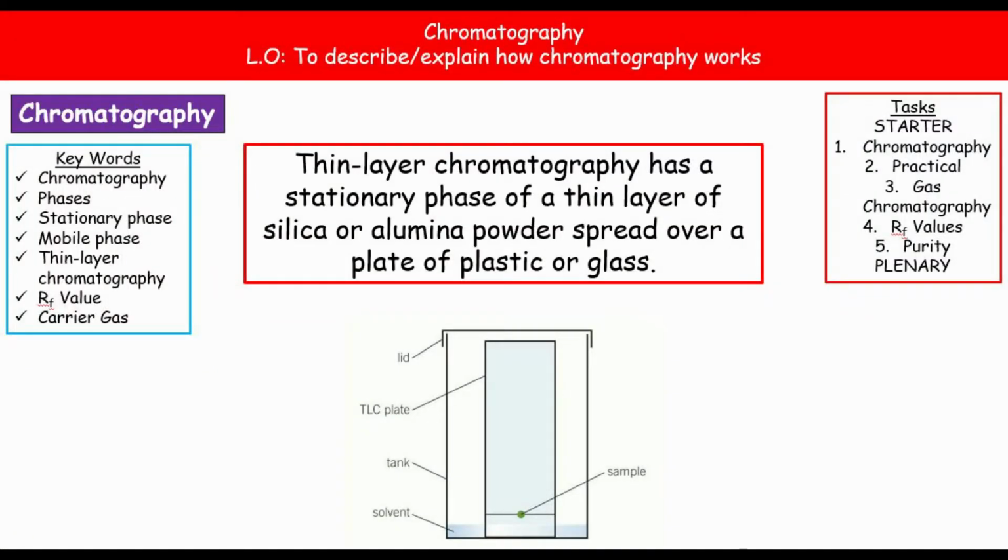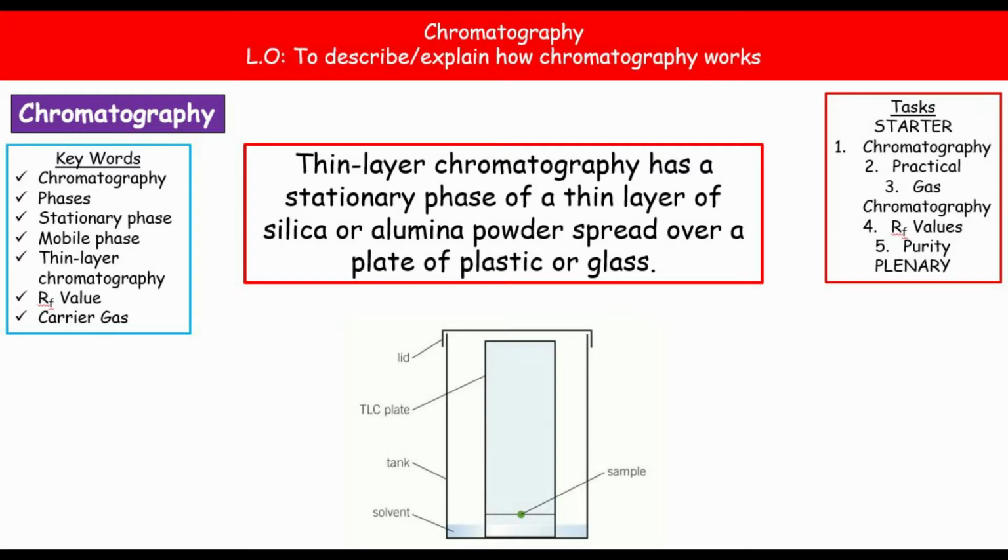The second kind of chromatography that we could use is a process called thin layer chromatography. Now what we find here is the actual way it's done is very similar to our paper chromatography, but as opposed to using a bit of filter paper, what we actually have as our stationary phase is a thin layer of silica or alumina powder which is spread over a plate of either plastic or glass. So basically we've got a sheet of glass or plastic, and then on the surface of that is silica or alumina powder that's been adhered to the surface so it doesn't fall off when you pick it up.